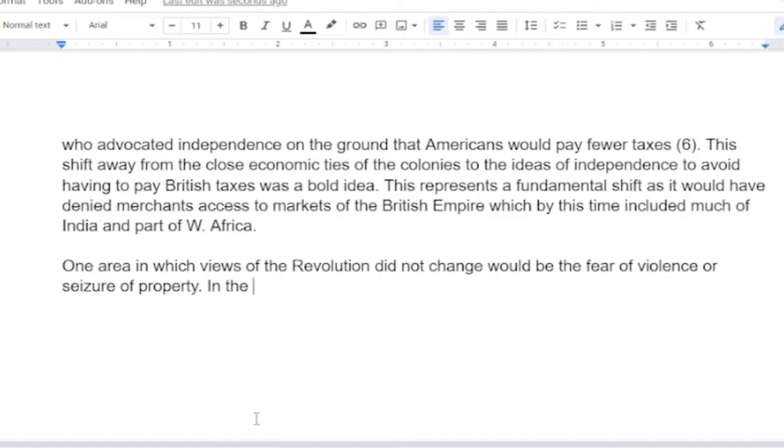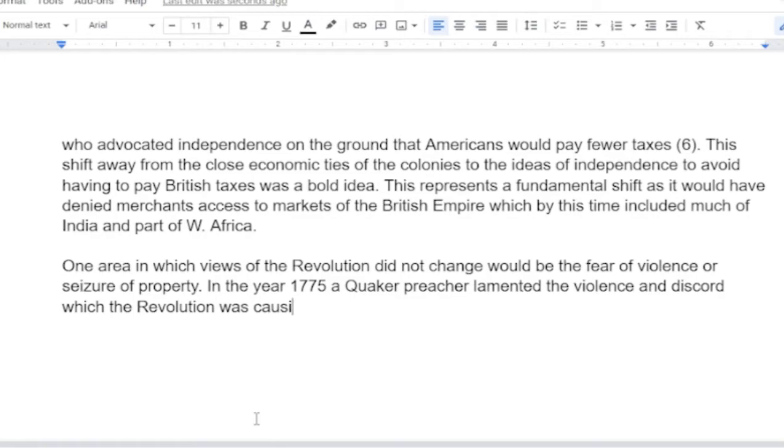In the year 1775, a Quaker preacher lamented the violence and discord which the revolution was causing, and advised pledging loyalty to the king. Pledging loyalty to the king of Britain.